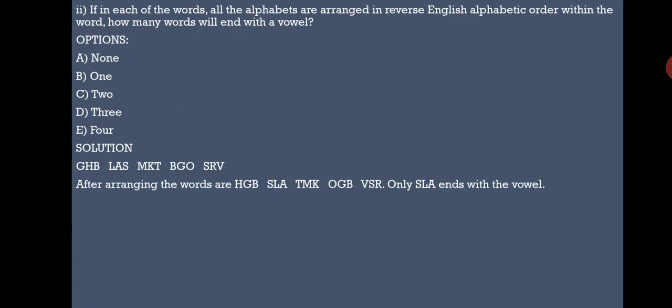After the rearrangement, the terms will appear as HGB, SLA, TMK, OGB and BSO. Here only SLA ends with a vowel, right? A is a vowel; A, I, O are the vowels. Here only SLA ends with a vowel.